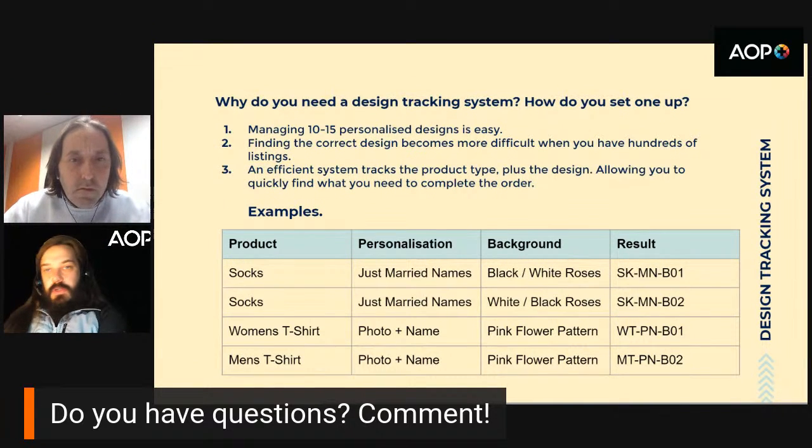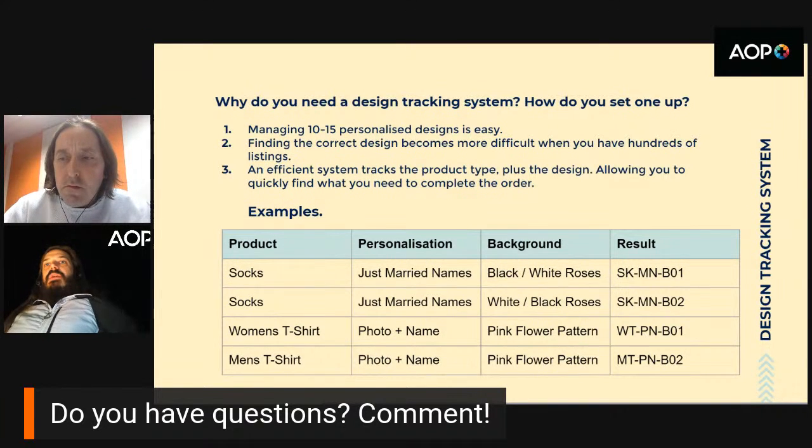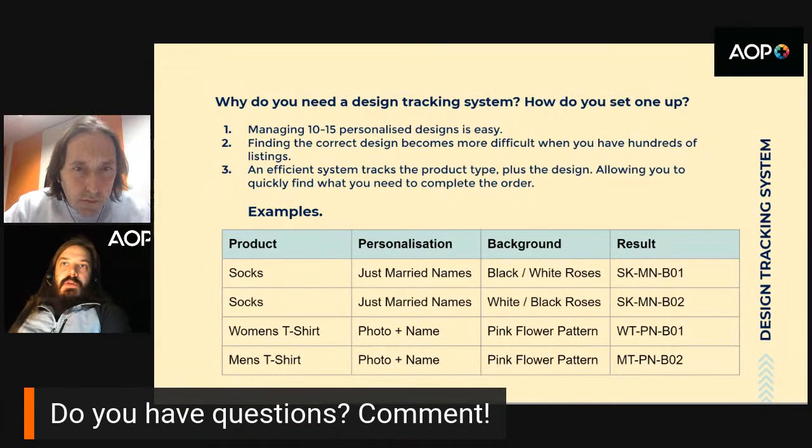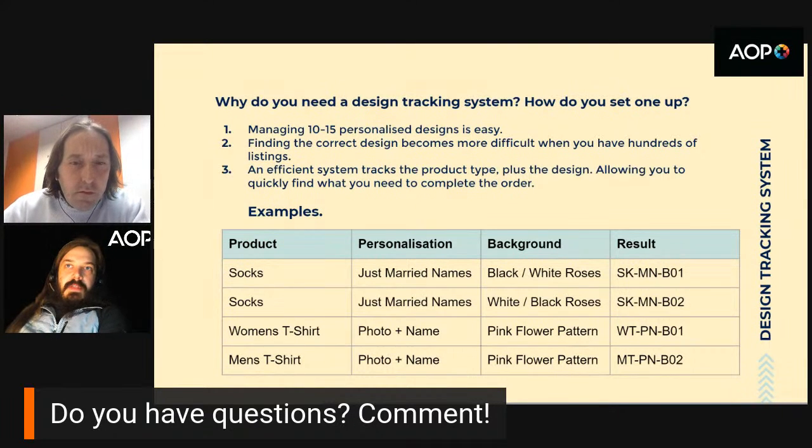So I can just search for B01 and find it. Now we'll get to this in a bit, but you'll notice that the next 2 rows in the results column have B01 and B02, except they're different. And so this comes down to how you want to label things.